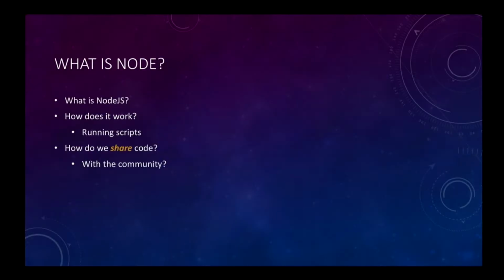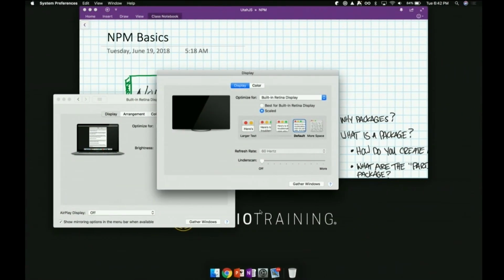Okay, this is kind of what I wanted to talk about. How does Node work? Well, it executes a JavaScript file, and that's how we run Node. It's how we tell Node, hey, this is the script we want to run. We say node, space, file name. Let me show you what I mean by this. I'm going to hop out to my terminal.